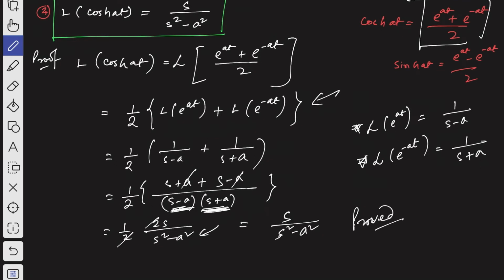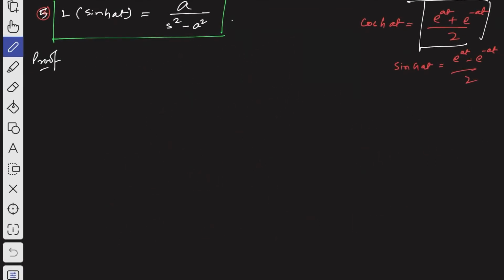So hope you have understood. Now let's move on to the next formula. This is our fifth formula. Here Laplace transformation of sine hyperbolic at. So what was the Laplace transformation of cos hyperbolic at? That was s by s square minus a square. So here the only difference is this s becomes a in this case. Remember these two, okay?